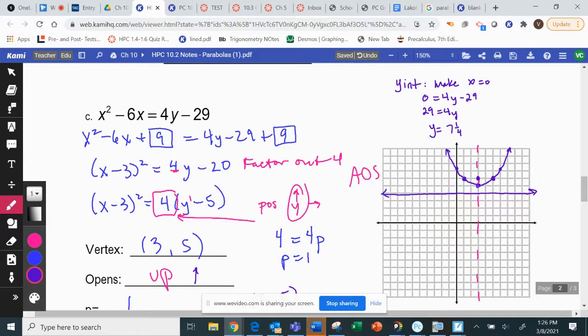If you got a y-intercept and it did not look like it flowed on your graph, maybe you made a mistake somewhere in your work. So that's why I always go back to the original, because it's pretty easy to find your y-intercept. Good? Let's do another one.